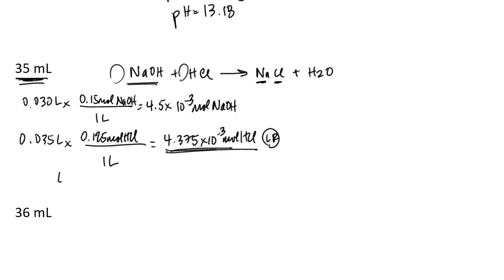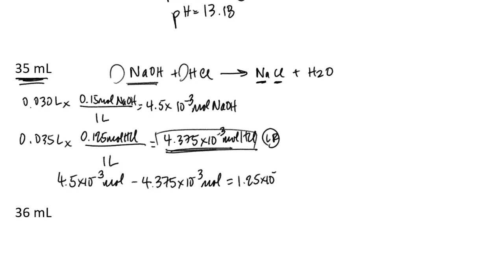So if I subtract 4.375 times 10 to the negative third moles of the sodium hydroxide that will react with the hydrochloric acid from the 4.5 times 10 to the negative third moles of sodium hydroxide that were initially present, I'll have remaining 1.25 times 10 to the negative fourth moles of the sodium hydroxide.